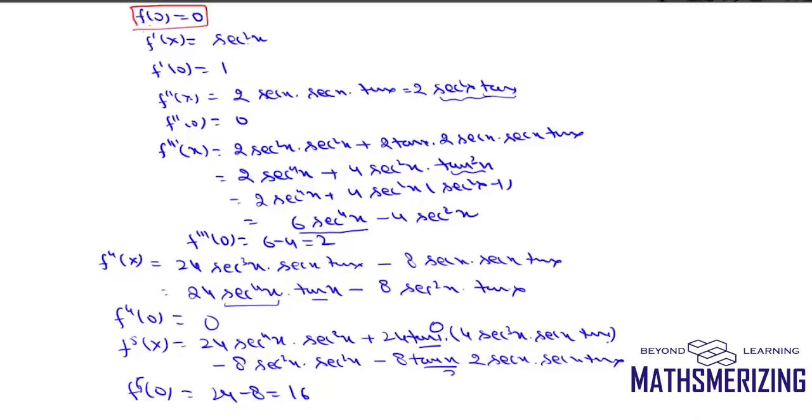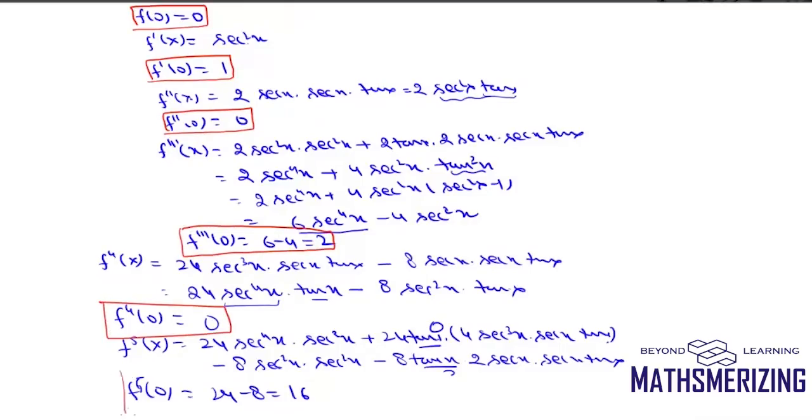I have the value of f dash 0. I have the value of f double dash 0. I have the value of f triple dash 0. I have the fourth derivative of this function at 0. And I have the fifth derivative of this function at 0.